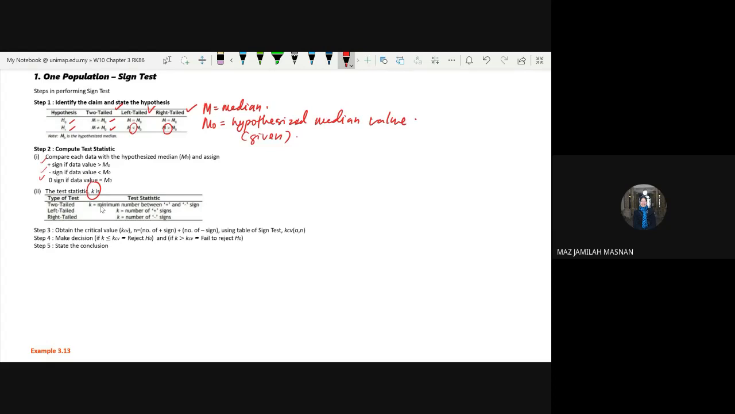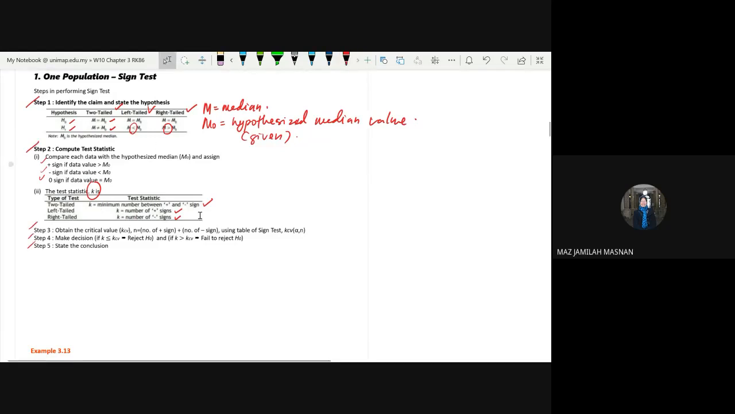If you are doing a two-tail test, this is how you choose your K. If you are using a left-tail test, you are going to use your plus sign. If you're talking about a right-tail test, you're going to use your negative sign. So how do we do this? Let us just forget about this step, and hopefully by the time I discuss the example, you can glance through how this step is performed one by one.